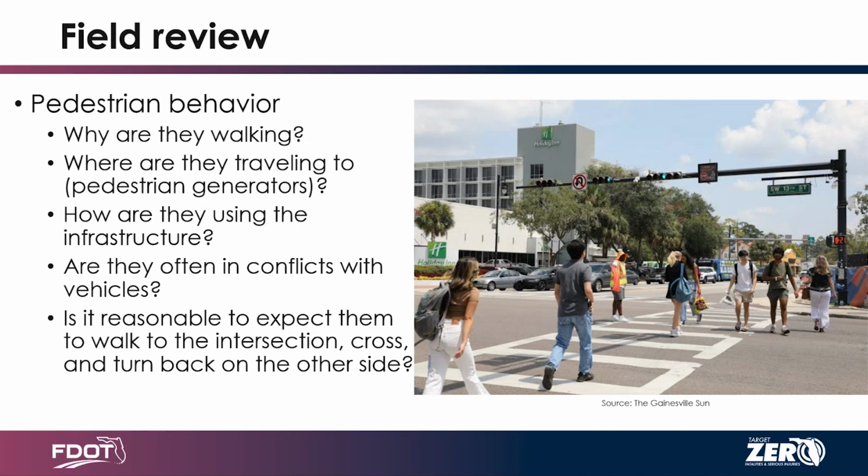And you want to look at how pedestrians are actually using the infrastructure. Are they using the sidewalks? Are they using the marked crossings? And one of the bigger ones is, are they often in conflict with vehicles? If there are conflicts, you want to see how things are being handled with both sets of road users. But those would be the big ones to look at. Is there anything else anyone can think of that would be good to note for pedestrian behavior when you're observing out in the field?